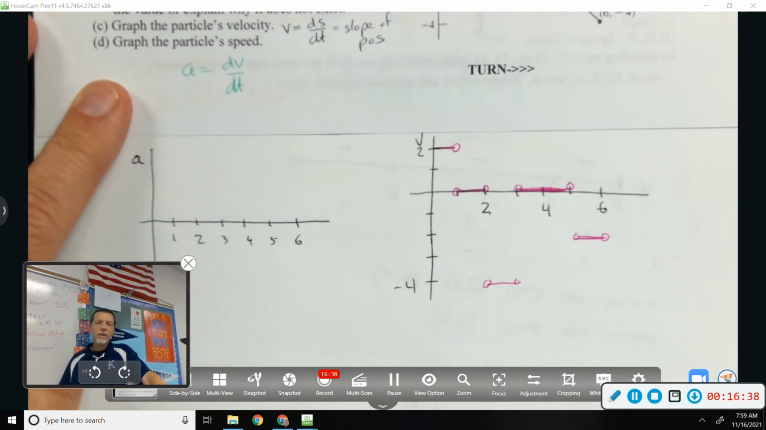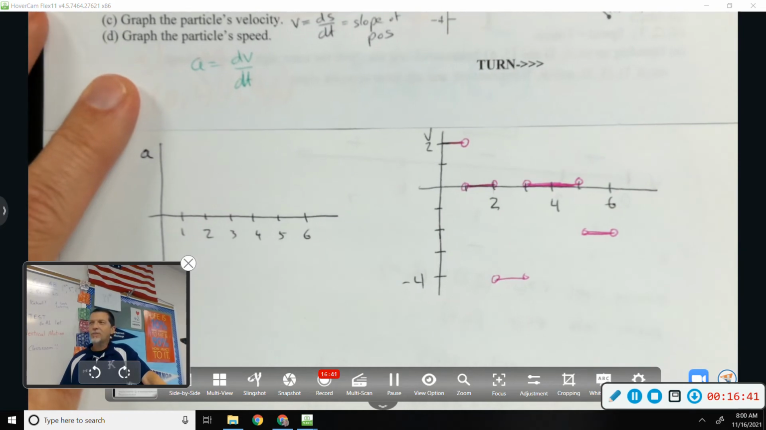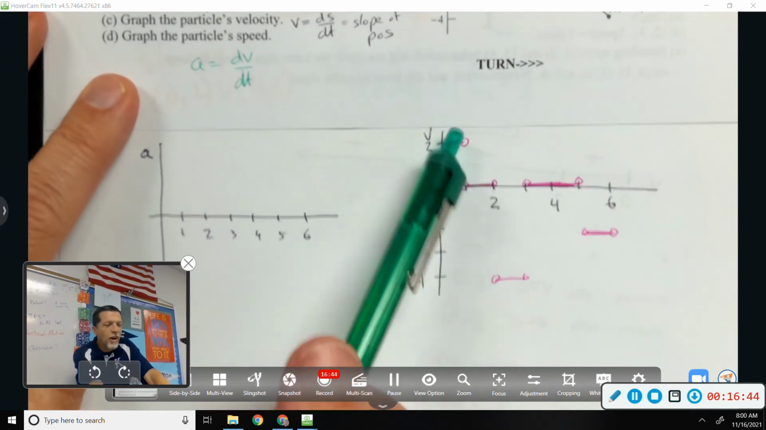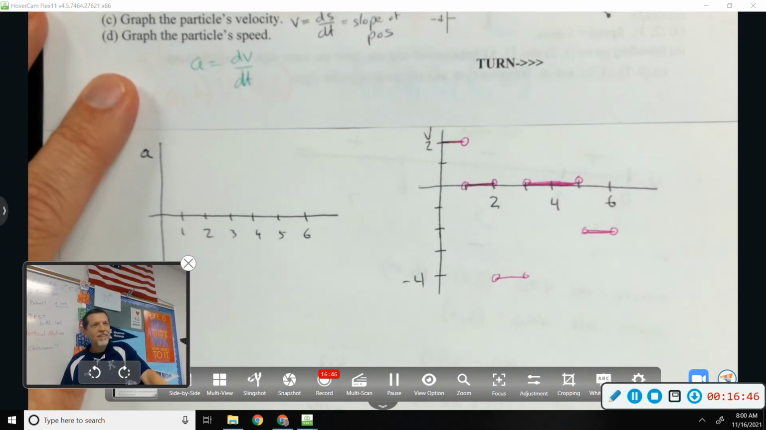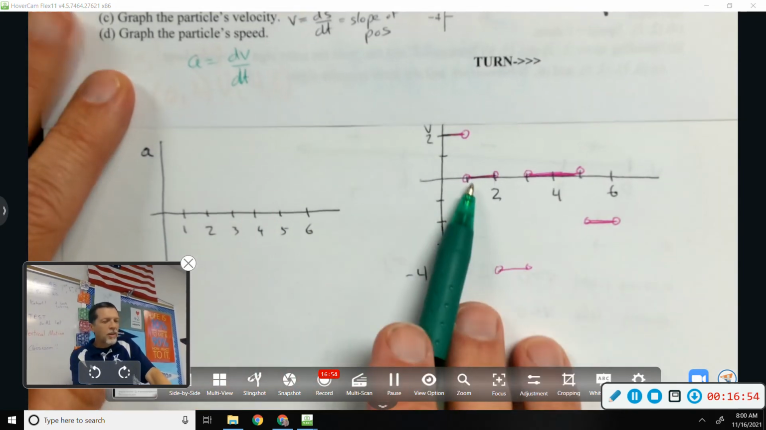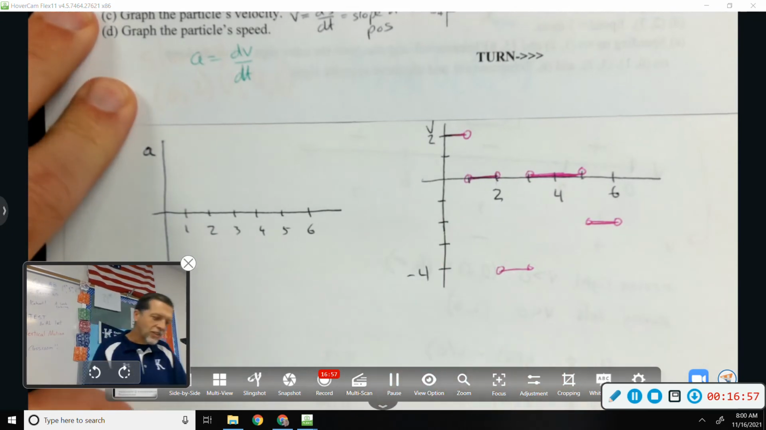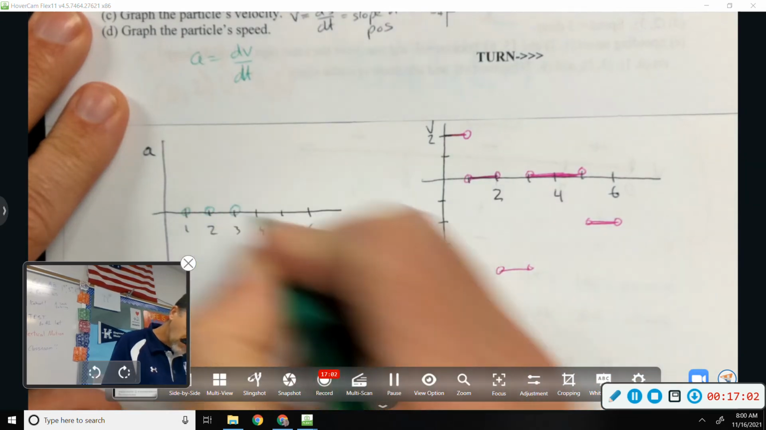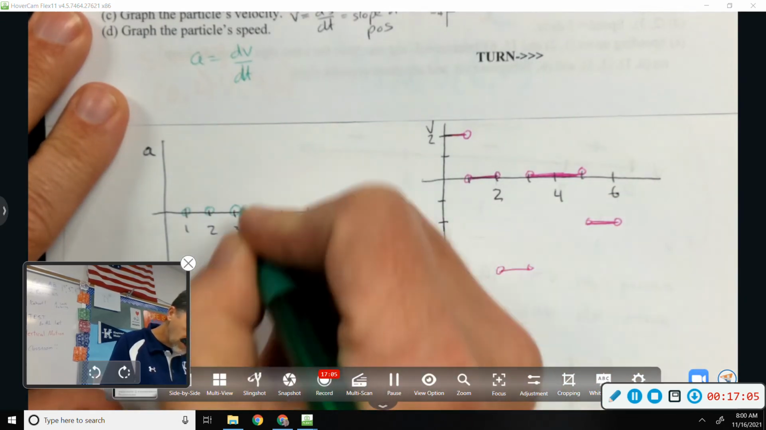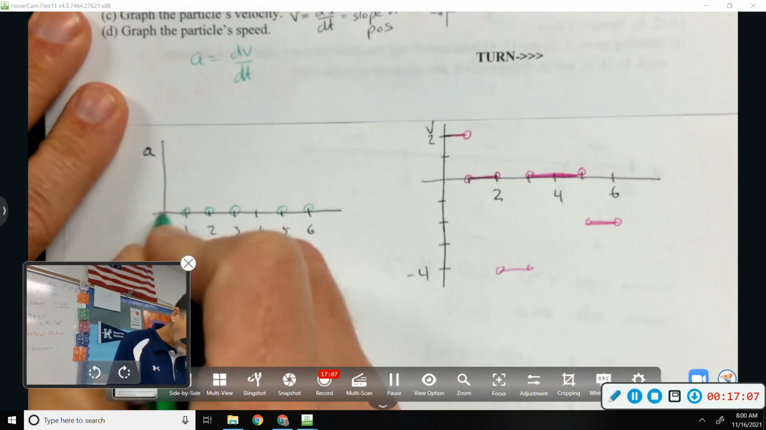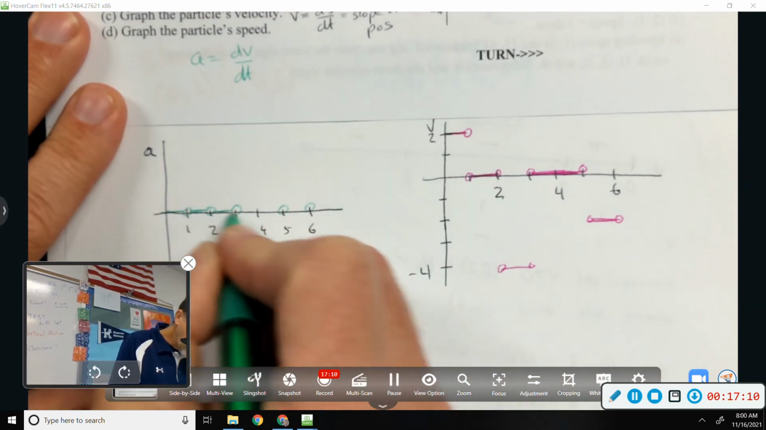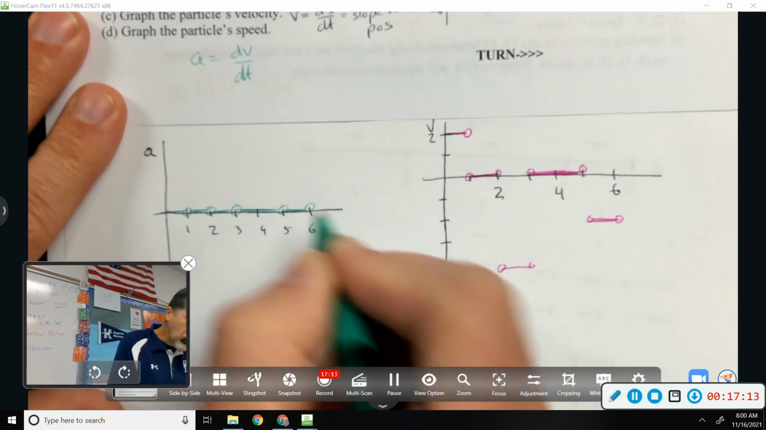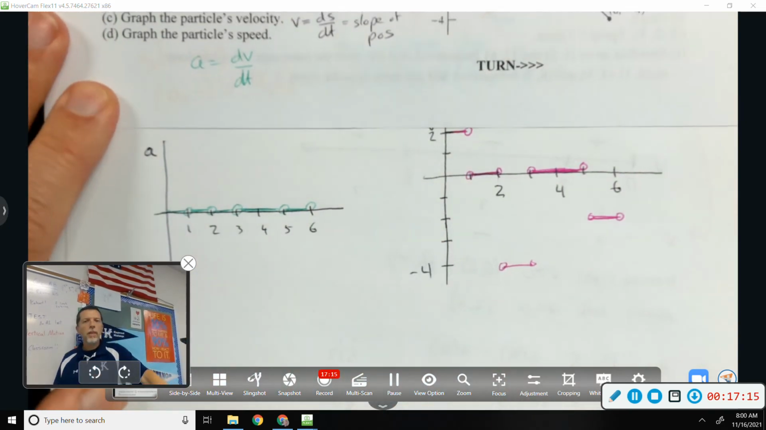Just going to make my acceleration graph, in some ways easy, in some ways not easy. What's the slope of all of those little pieces? Of each individual piece? 0. So my acceleration is always 0 except where it's not defined. So this is a little bit weird. At 1 and at 2 and at 3, 4 we're good. At 5 and at 6. So when it's defined, it's 0. When it's not defined, I can't really say anything.